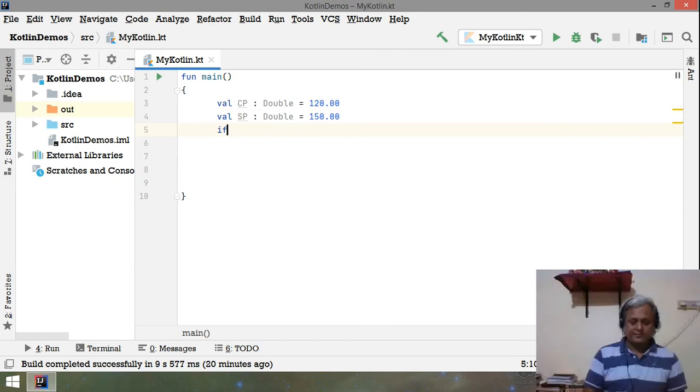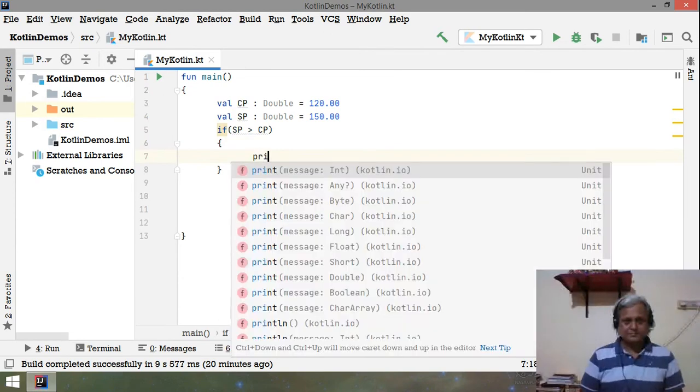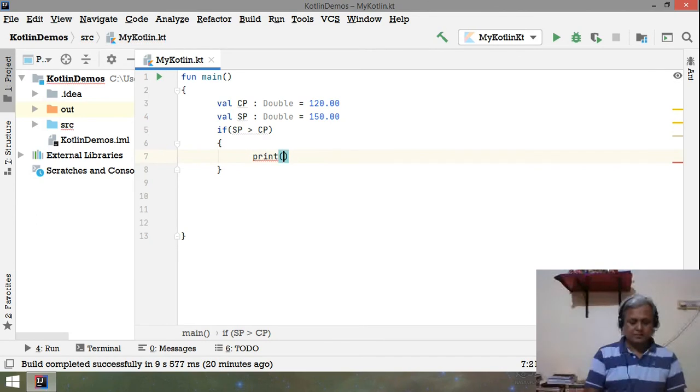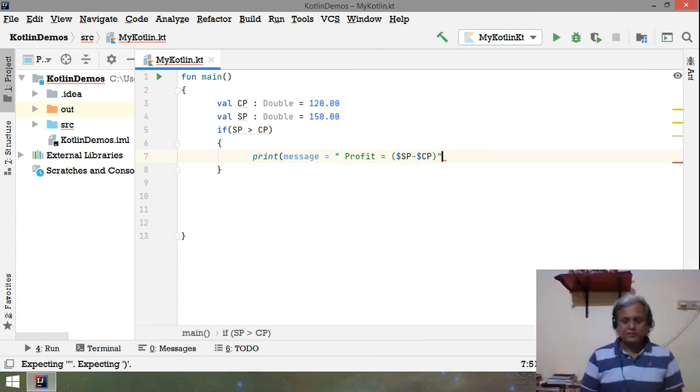Now I'll put the condition: if SP is greater than CP, then we'll write print message equals profit equals, then in the brackets I want to write dollar SP minus $CP. This is a C style of programming. Let's see what kind of result you get.